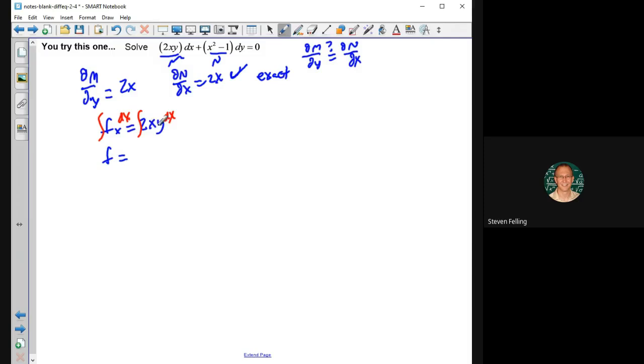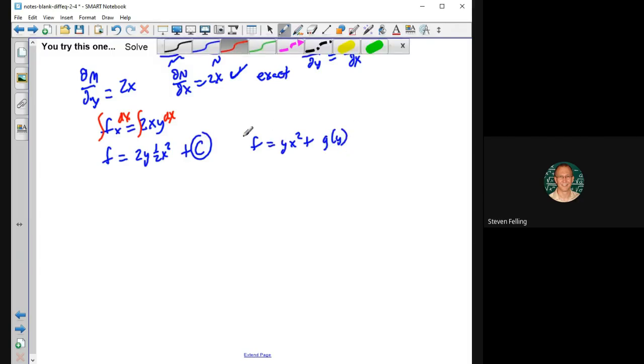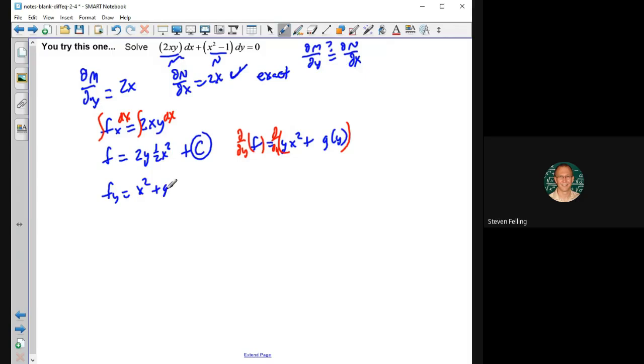Taking the antiderivative, treating x as the variable, means that we've got a 2 and a y here as a constant. The antiderivative of x is 1/2 x squared, plus a constant. Okay, but these cancel, so I'm going to write f equals y x squared. And this could be a function of y, so I'm going to write that as g of y. Then I will take the partial derivative of that with respect to y on both sides. And what I will get is, on this side, fy. And on this side, this is 1 times x squared as a constant plus g prime of y.